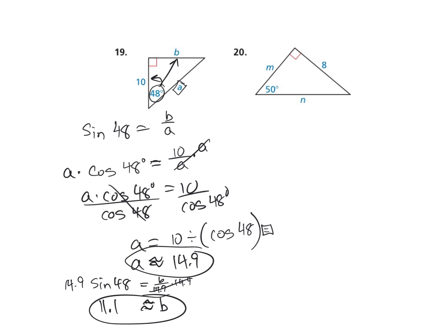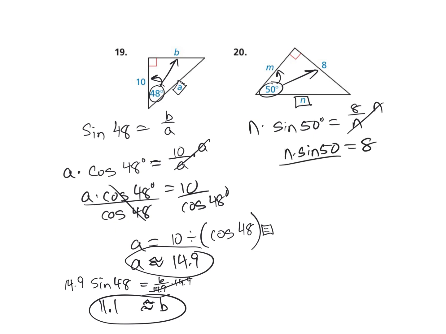Okay? Now number 20. If we use cosine, there's your hypotenuse. That means we're going to have two variables. So let's go ahead and do sine first. The sine of 50 is equal to the opposite leg over the hypotenuse. Again, we have to multiply by the hypotenuse to remove it. So n times the sine of 50 equals 8. And now we divide by the sine of 50.